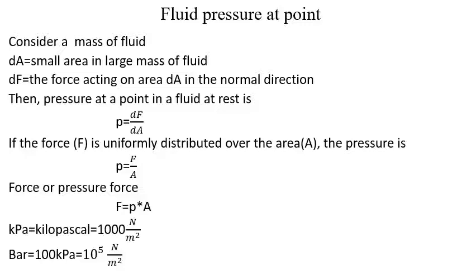Generally, some units are considered. kPa means kilopascal, where kilo is equal to 1000, and the pascal is also termed as a Newton per meter square. In case pressure is measured in terms of bar, the bar is equal to 100 kPa, which is equal to 10 to the power 5 Newton per meter square.